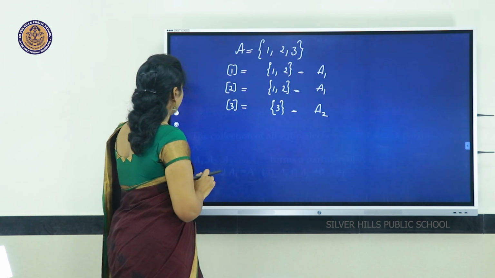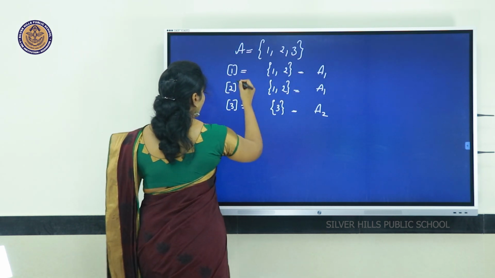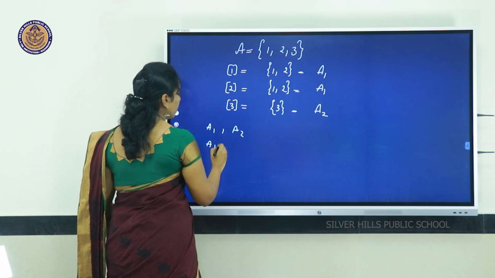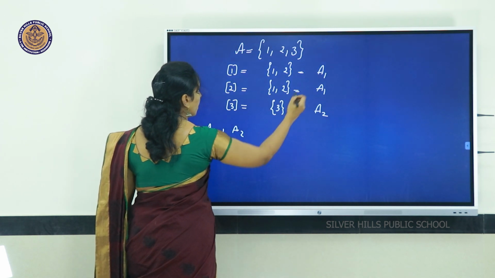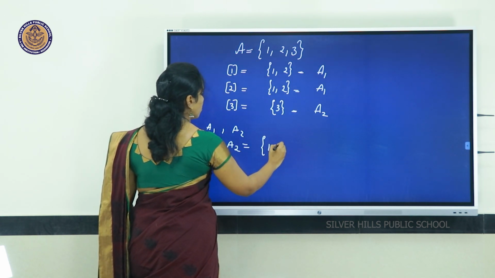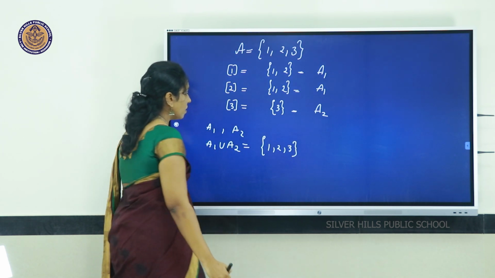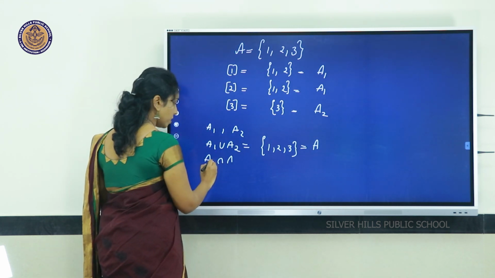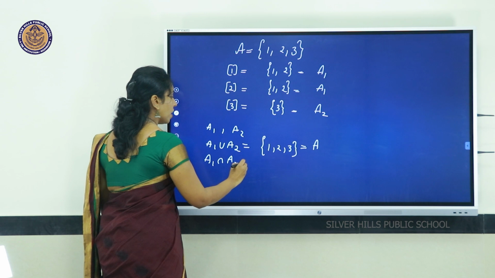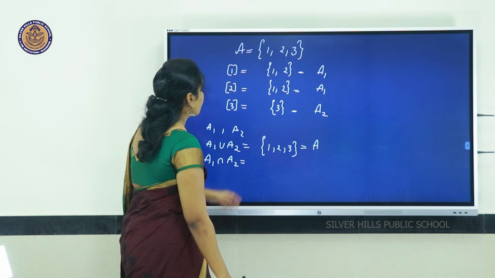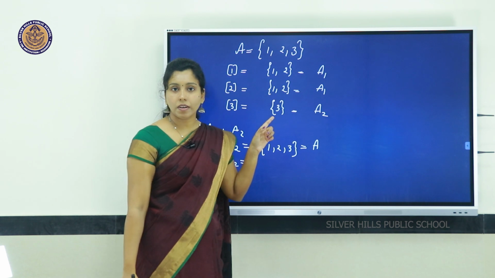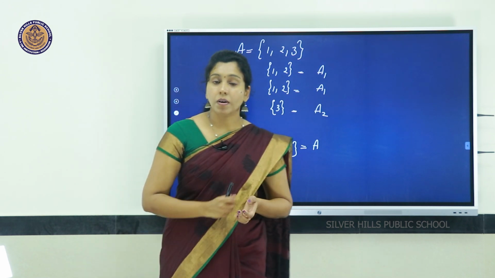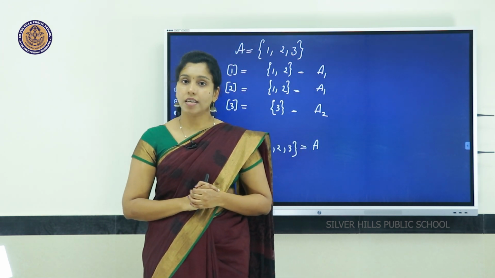Let us check it. Look at this. A1, A2, these are the subsets of A. What is A1 union A2? A1 union A2 is the set {1, 2, 3}, isn't it? Which is our original set A. Now, what is A1 intersection A2? See, this is A1. Is there anything common in those two? No, we will conclude it is empty. So, that means they form a partition of the original set.